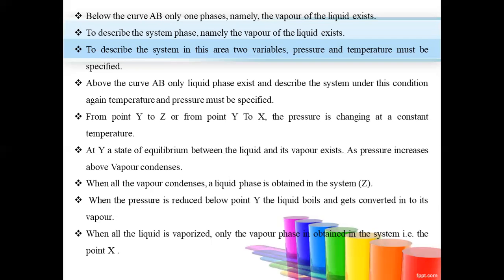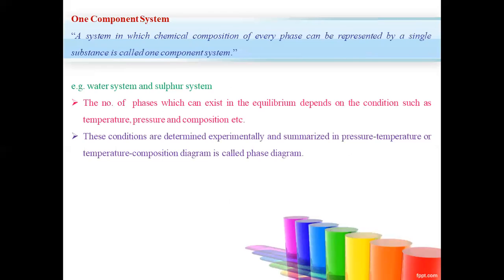From point Y to Z or from point Y to X, the pressure is changing at a constant temperature. At Y, a state of equilibrium between the liquid and its vapor exists. As pressure increases above Y, the vapor condenses. When all the vapor condenses, a liquid phase is obtained in the system at Z. When the pressure is reduced below point Y, the liquid boils and gets converted into its vapor. When all the liquid is vaporized, only the vapor phase is obtained in the system, that is the point X.